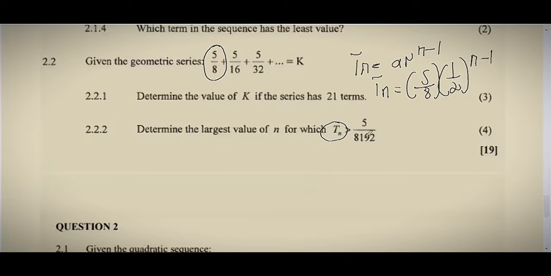But then remember, our Tn must be greater than 5 over 8192. So we have to take the value here, or our formula, and equate it to this inequality, or express it to that inequality. Then we have that greater than 5 over 8192.